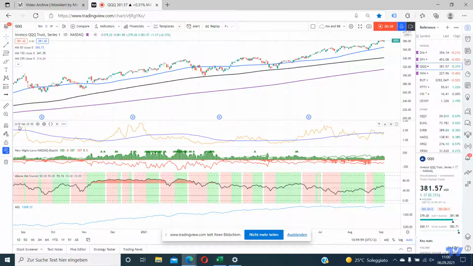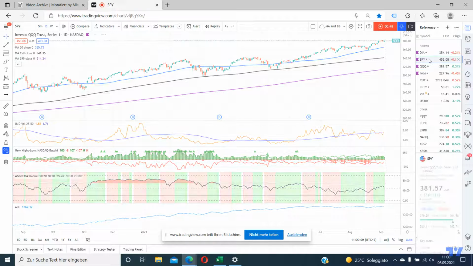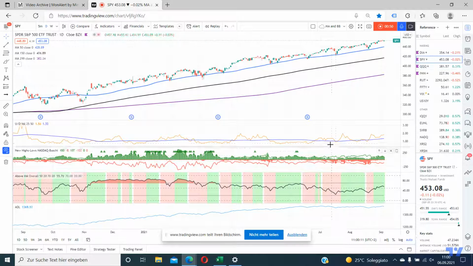Looking at the up-down volume next, for the NASDAQ, this is trending upwards over the last couple of weeks, which is a positive. That is true for the NASDAQ as well as for the S&P 500. Now it's not a steep uptrend, but it is an uptrend. So that's also on the positive side.